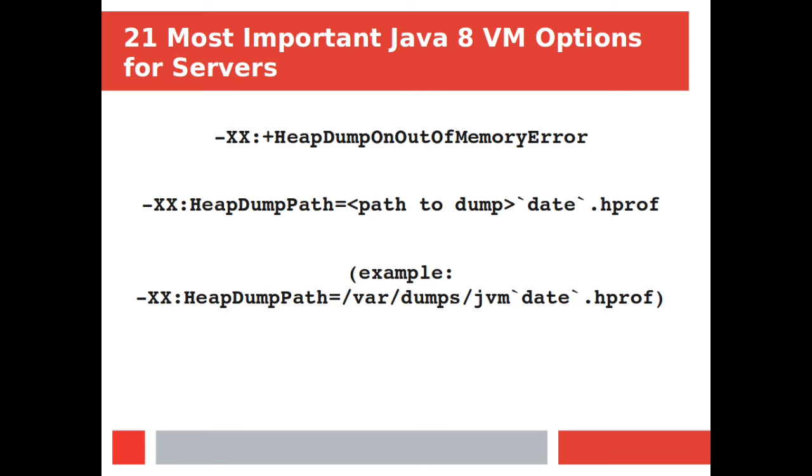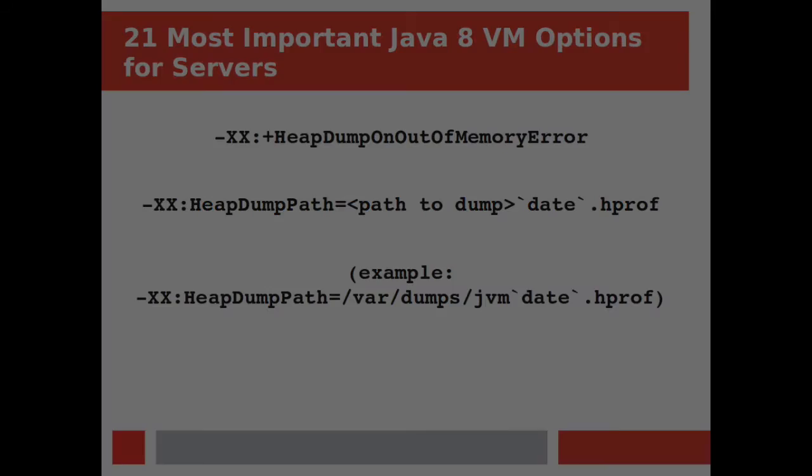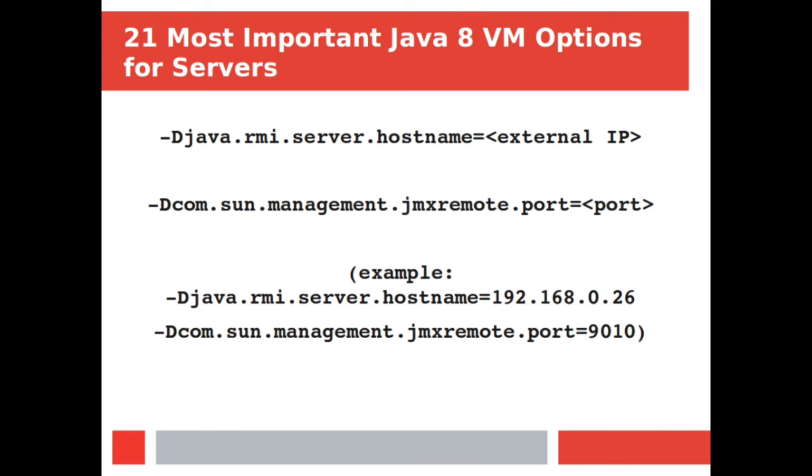Since the out of memory error might be hard to reproduce, and you want to get your production server up and running again, you should specify a path for a heap dump. When things have settled down, you can analyze the dump afterwards. The date variable in the file name makes sure that the exact timestamp of the incident will be part of the file name. These options will help you to specify an IP and port for JMX.